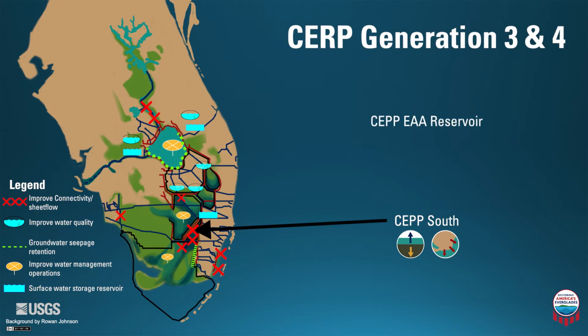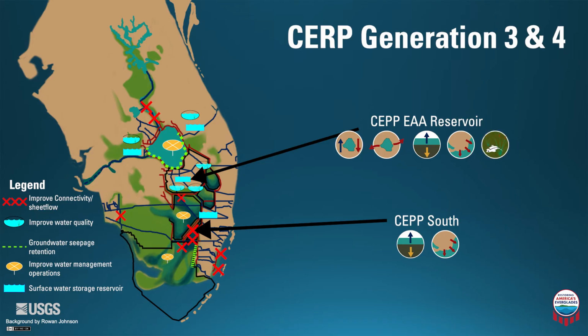CEPP EAA Reservoir and STA. This project will construct a large reservoir and man-made wetlands to store and treat Lake Okeechobee flows before they are discharged southward into the Everglades. These actions will reduce extreme fluctuations in Lake Okeechobee water levels, reduce damaging discharges to the Caloosahatchee and St. Lucie estuaries, improve water depths and flooding durations in Everglades freshwater habitats, improve freshwater flows to Florida Bay, Biscayne Bay, and the Lake Worth Lagoon, and improve water quality.